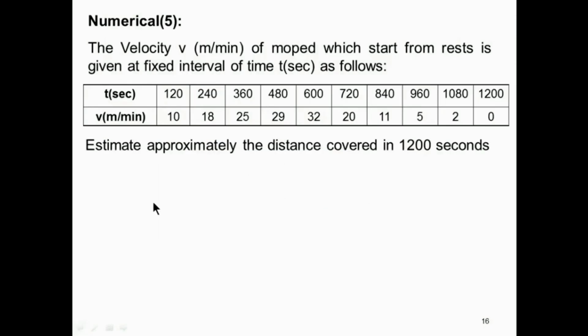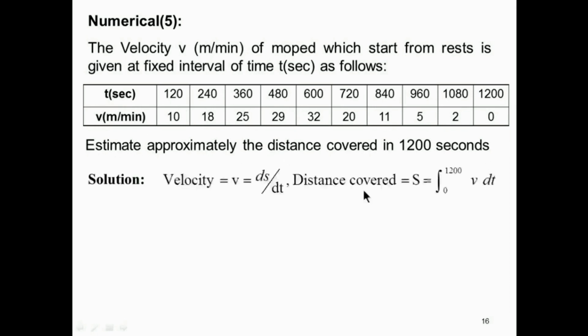Let us solve one more numerical. The velocity v in meters per minute of a moped which starts from rest is given at fixed intervals of time t in seconds as follows. Here time is given in seconds, and at different times the respective velocity of the moped is given in meters per minute, and we have to estimate approximately the distance covered in 1200 seconds.